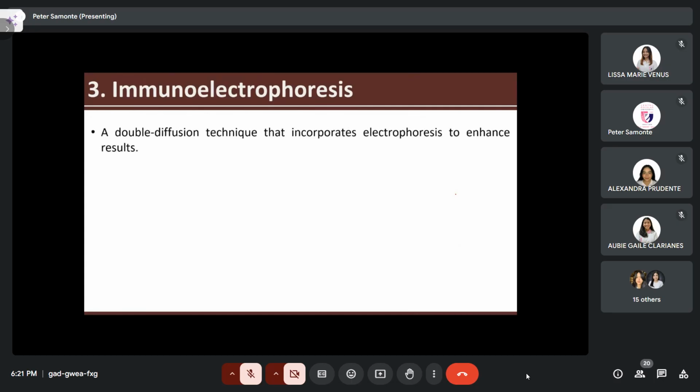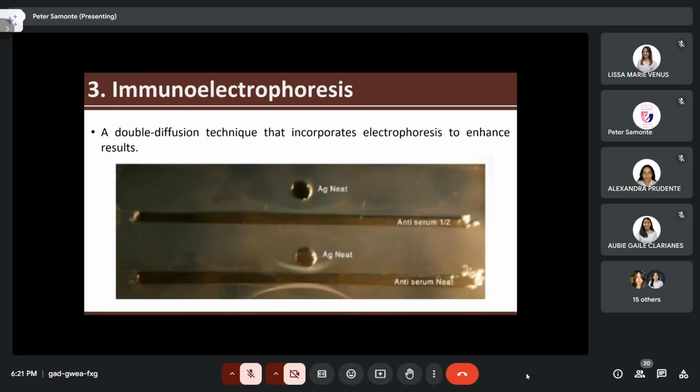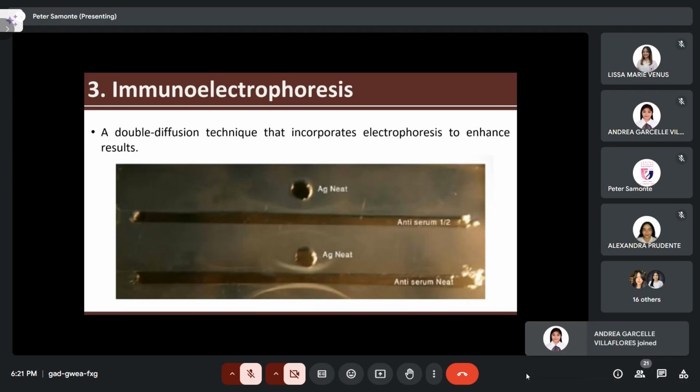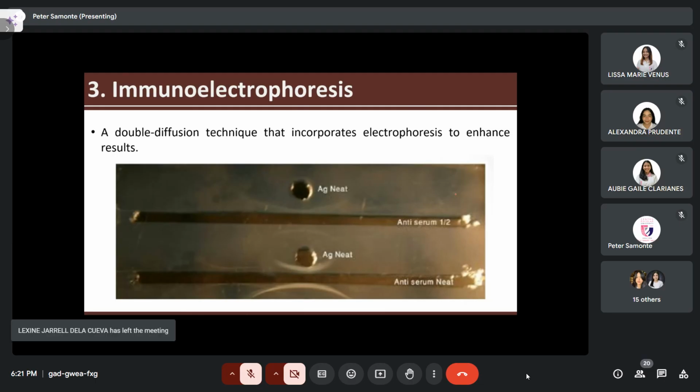Then we have the third one, yung immunoelectrophoresis nyo. So this is a double diffusion technique that would incorporate electrophoresis to enhance result. So ano lang din siya class, yung identity pattern, non-identity and partial identity. Now, if you take a look this time, instead of allowing it to stand for hours, mas mapapabilis yung result nyo by using an electrophoresis.